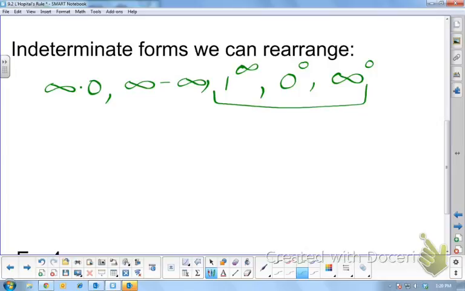So these are all, and I put a line around the ones with exponents because those all follow kind of the same way to rewrite. These are the forms that we could rewrite somehow. There's going to be a couple of different tactics that we're going to use so that we can have 0 over 0 or infinity over infinity and then do L'Hopital's rule.